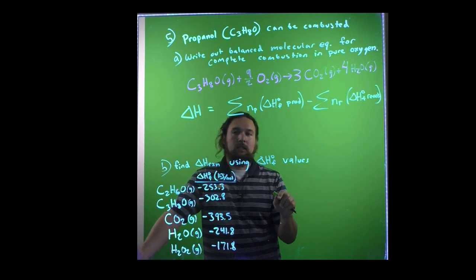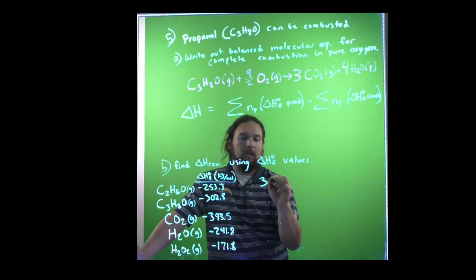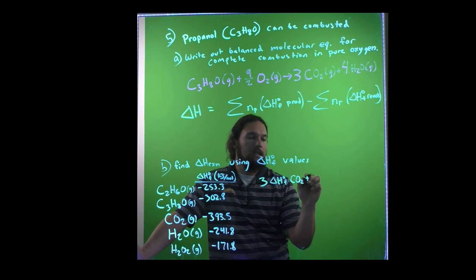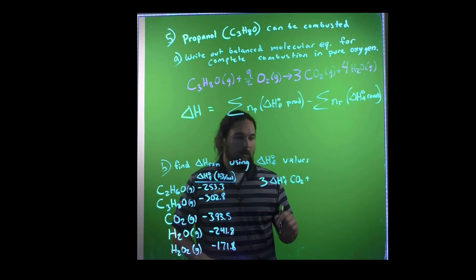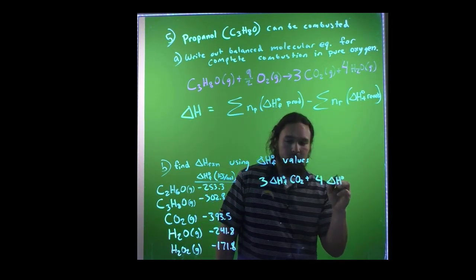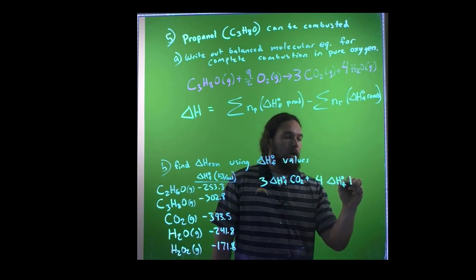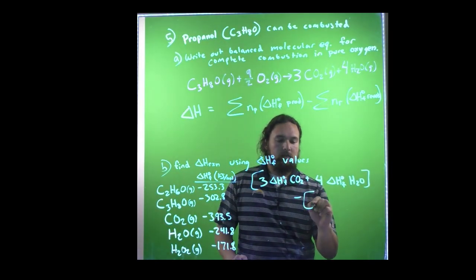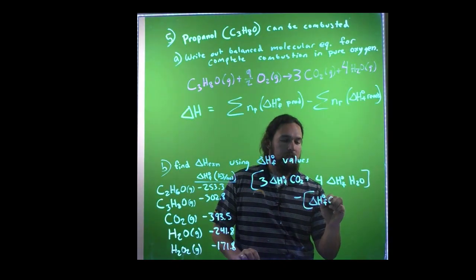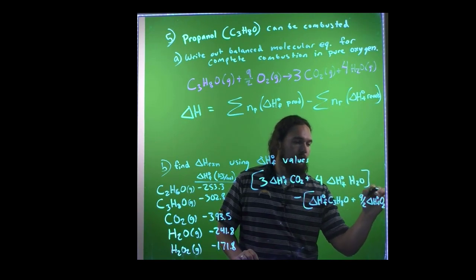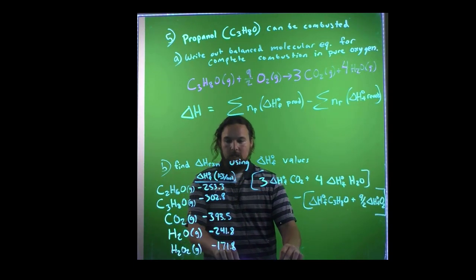So what we'll do here is we'll take the products: 3 times the delta heat of formation of CO2 plus 4 times the heats of formation of water, put that in a bracket, and we'll subtract out the heat of formation of C3H8O plus 9/2 times the heats of formation of O2. Okay, so let's go ahead and plug in our values.